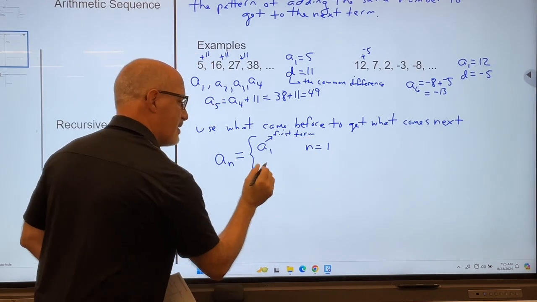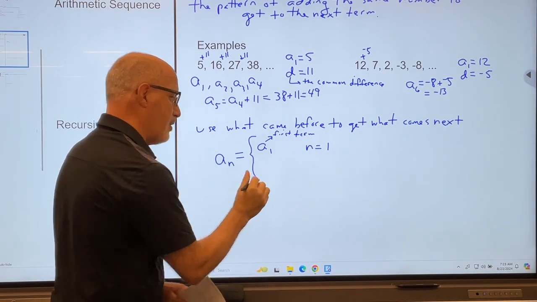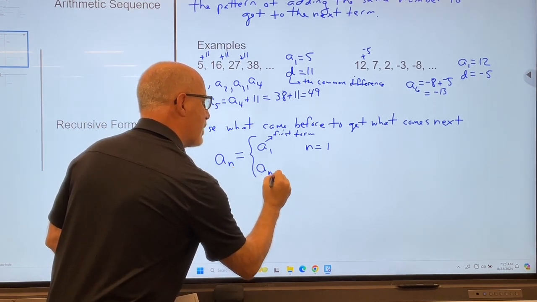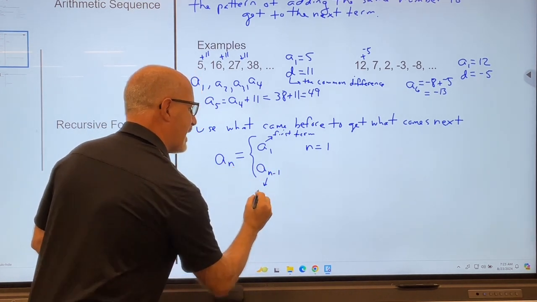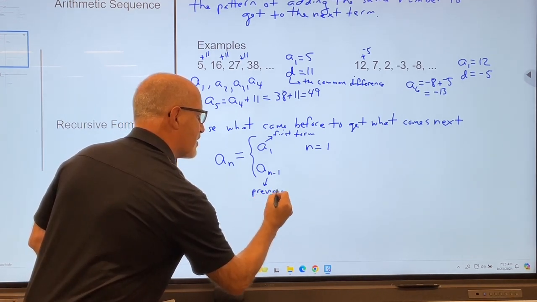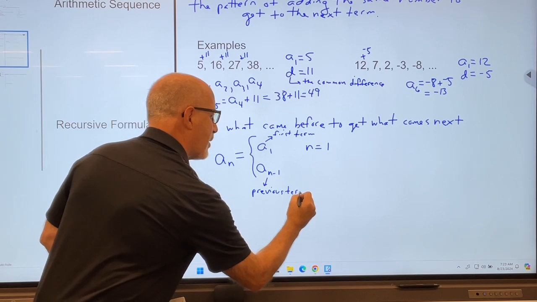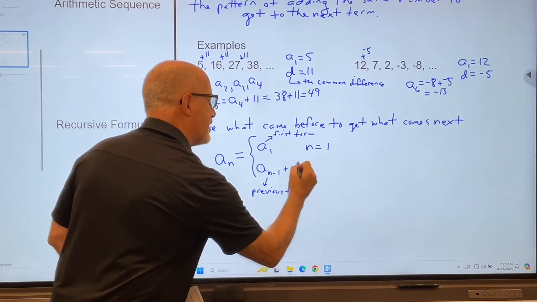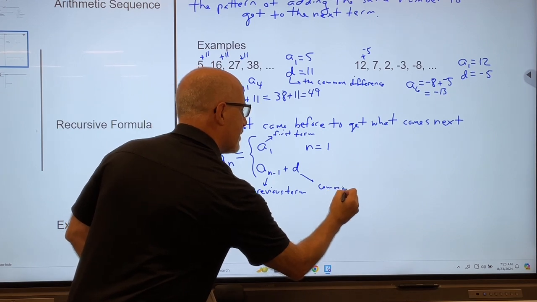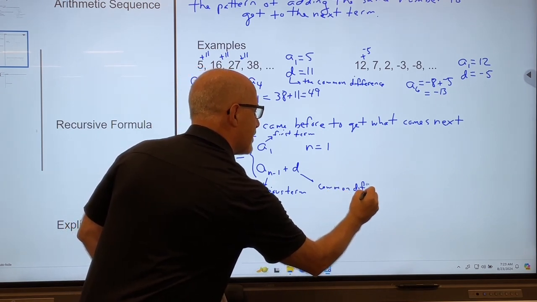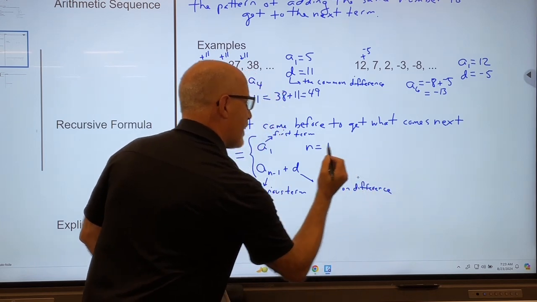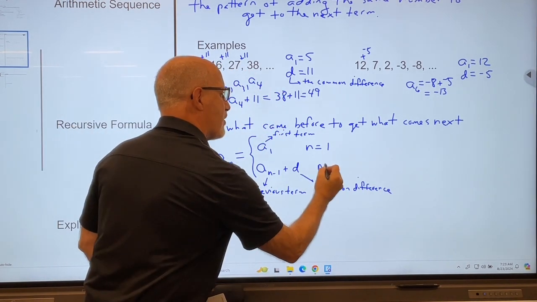And then we're going to, this is where it's a little unusual. You got to get used to this. If this is the term I'm trying to get, I want to use the previous term to get it. So this a sub n minus 1 is the previous term. And I'm going to add the common difference to each time to get to the next term. Now, that's for n greater than 1.